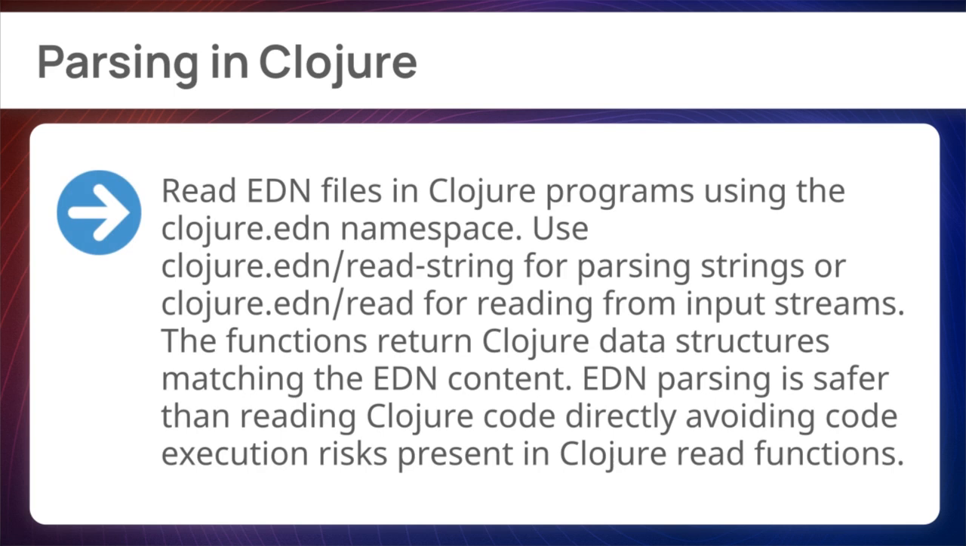Next, parsing in Clojure. Read EDN files in Clojure programs using the clojure.edn namespace. Use clojure.edn/read-string for parsing strings, or clojure.edn/read for reading from input streams. The functions return Clojure data structures matching the EDN content. EDN parsing is safer than reading Clojure code directly, avoiding code execution risks present in Clojure read functions.